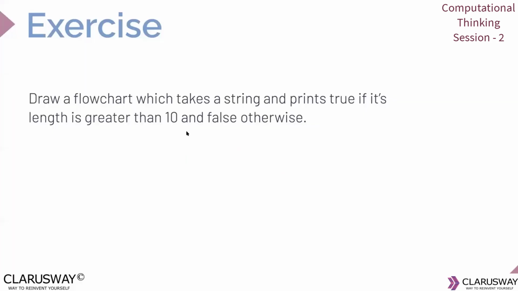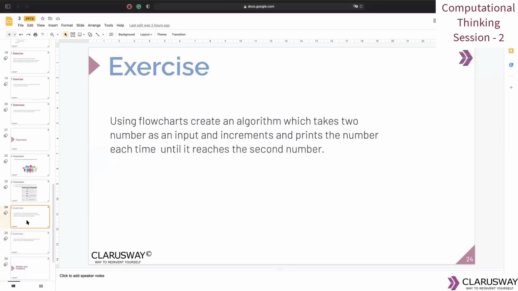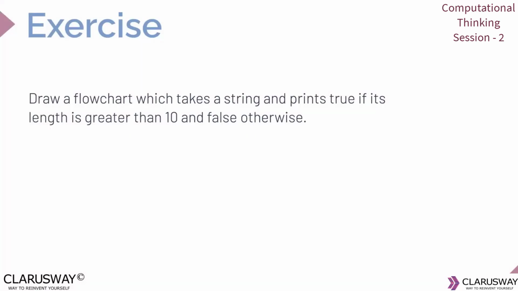Okay. Draw a flowchart which takes a string and prints true if its length is greater than 10 and false otherwise. How about this one? Again, I'm asking for a flowchart which takes a string and prints true if its length is greater than 10 and false otherwise. We have a small typo in there. We can fix that. And yes, this is going to be our last exercise in terms of flowcharts.